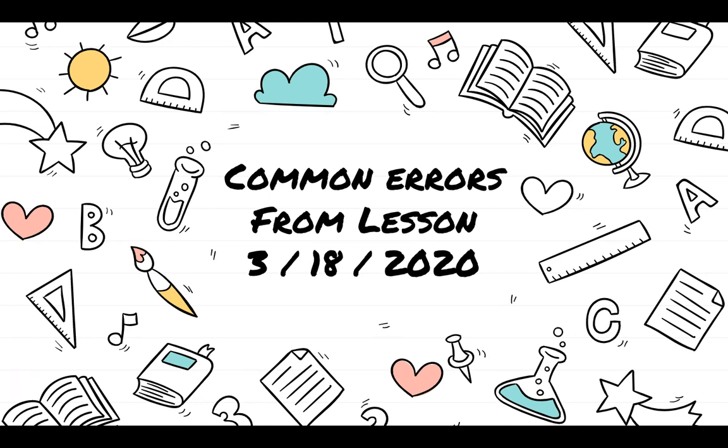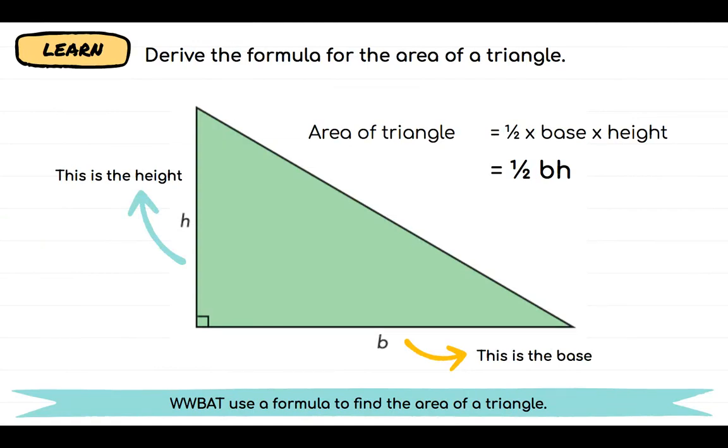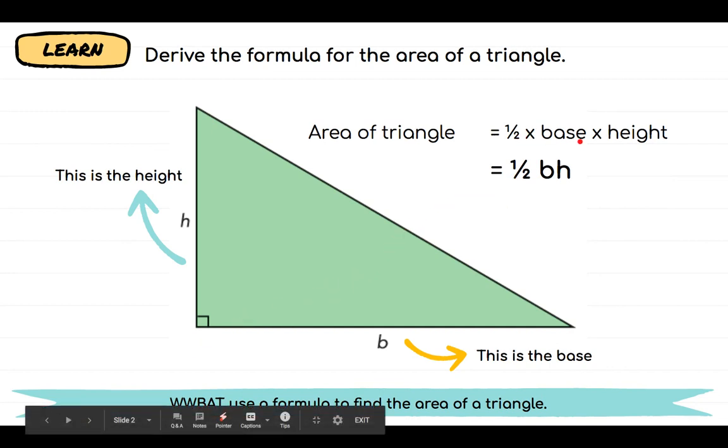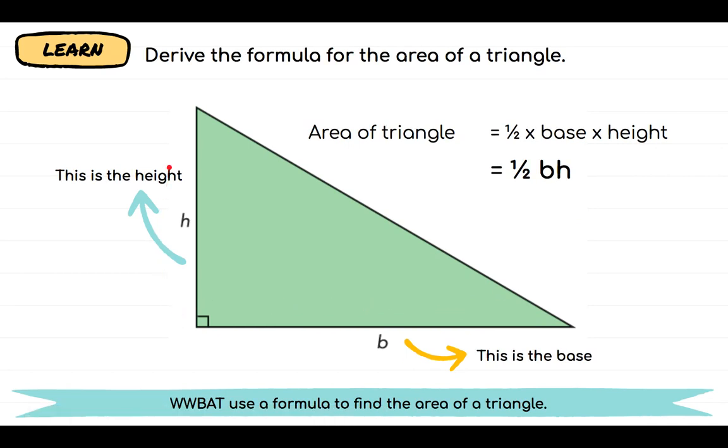A lot of you have some misconceptions, so I just want to address it today before we move on to the next lesson. Yesterday we learned that the formula for a triangle is half times base times height. The base is the bottom, of course, and the height is perpendicular, or 90 degrees, to the base. And this side we will not take into consideration.